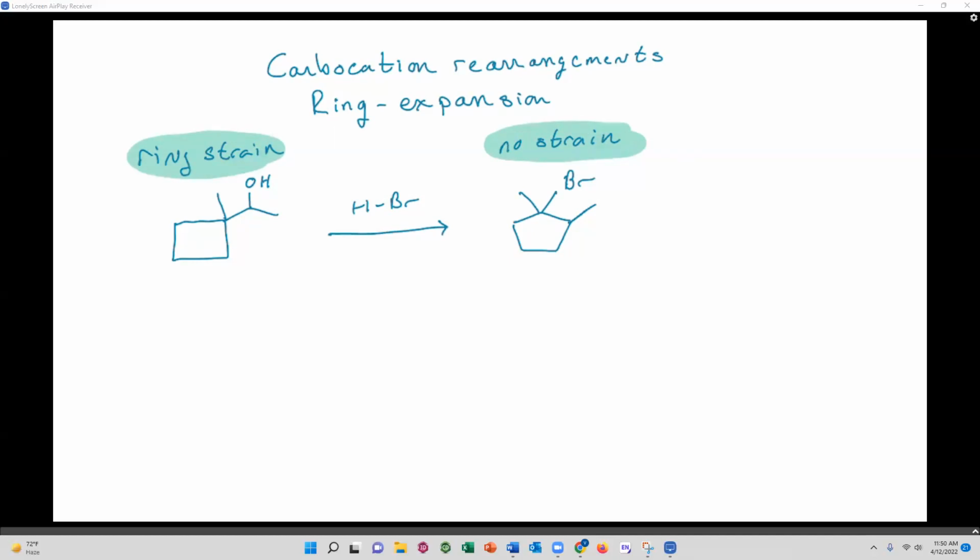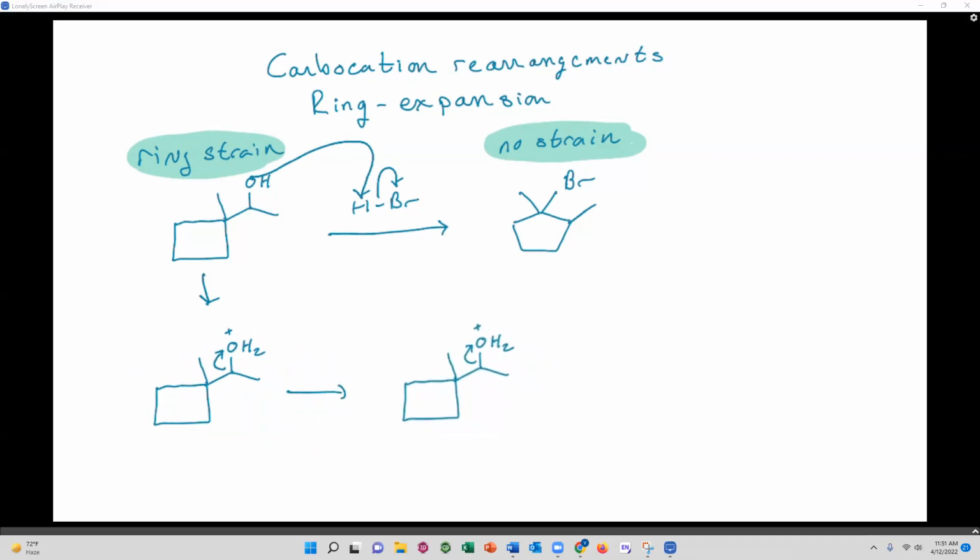Again, the first thing we need to do is form a carbocation. This is an alcohol, so we need to turn OH into a good leaving group. So we're going to protonate it, and form this intermediate species. We're going to lose water here, and then I'm going to form a carbocation. And it doesn't even really matter that it's on a secondary carbon. That's kind of irrelevant here.